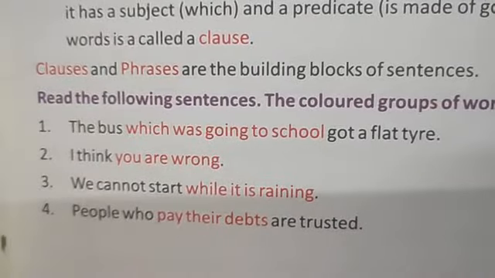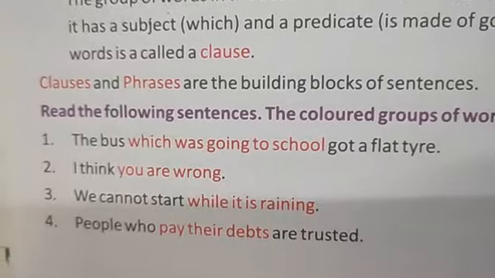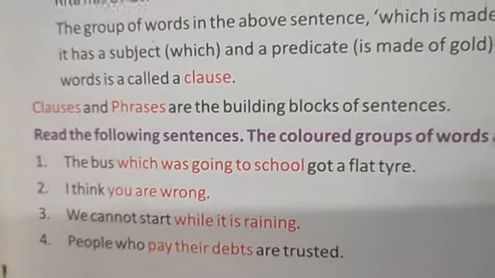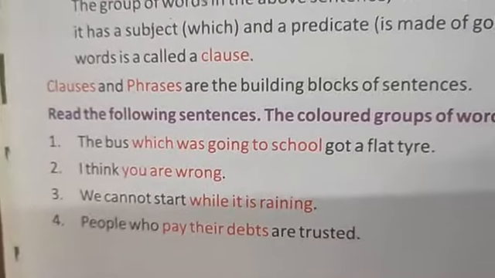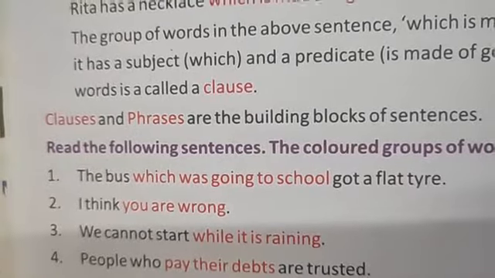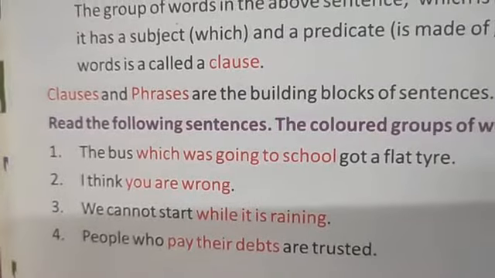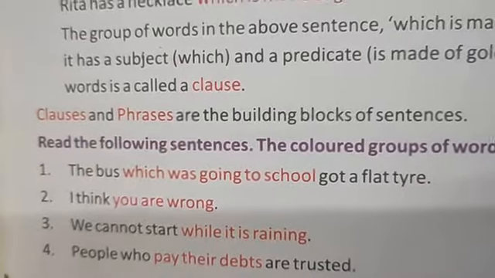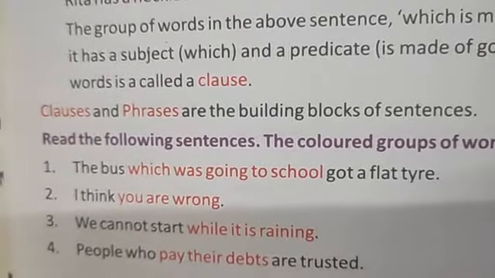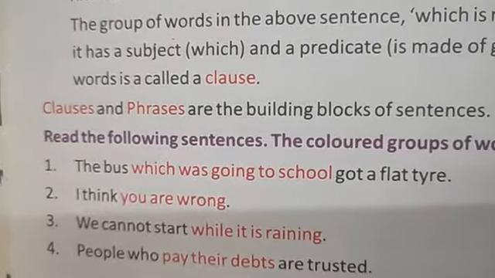In this sentence, if I simply use the words in black, the bus got a flat tire, it makes sense. If I use which was going to school separately, it makes sense, but not a complete sense. But when I use these two portions together, the black and the red, my thought is complete. Okay? Is it clear?